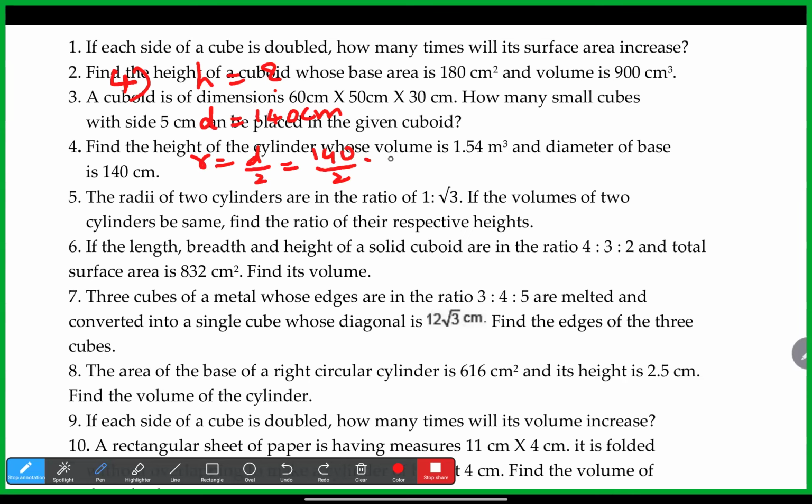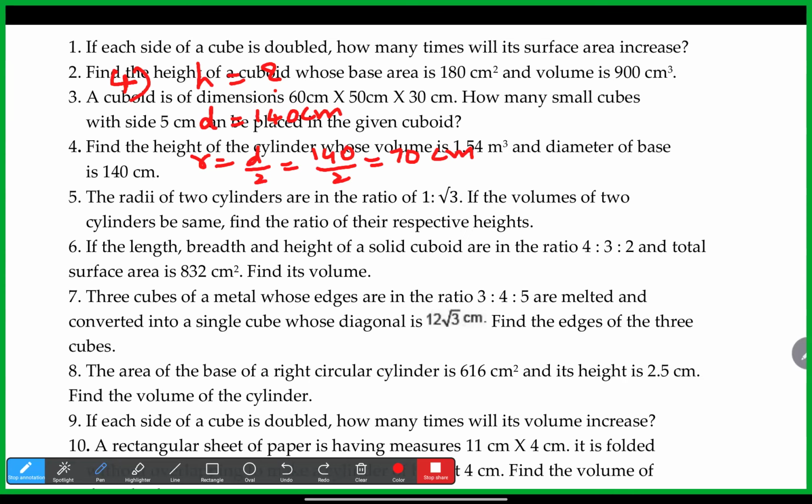Because in the formula we will have radius one. That's why, suppose this is a fraction, we'll keep it like a fraction only. We'll not write any decimal. If 140 will not go with 2, we'll not write any decimal. We'll keep it like a fraction only. So then R is 1 by centimeter.